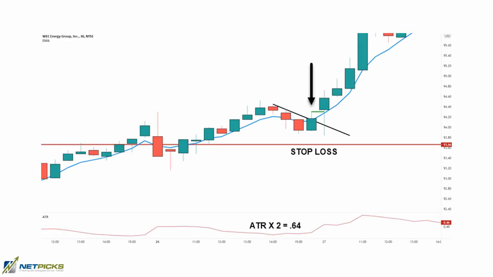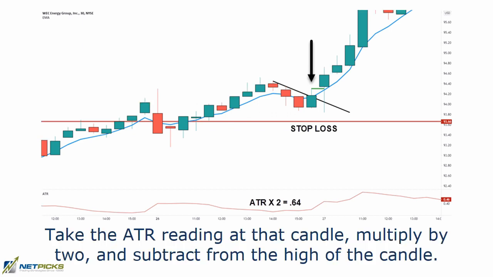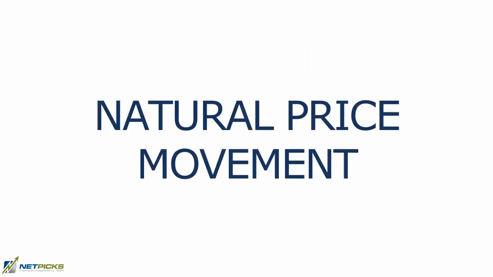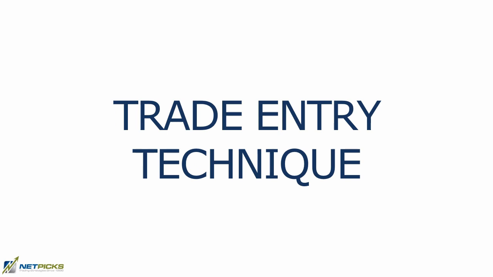So consider using the average true range from the high of the entry candle and include a multiple of the ATR. So here, a buy stop at the high of the candle that broke and closed above the average has the arrow. We take the ATR reading at that candle, we multiply it by 2, subtract from the high of the candle. That will give us the red line as our stop loss. It's pretty straightforward. And the reason the pullback is my favorite pattern is because it's derived from the natural movement of price. The tricky part is actually the trade entry.